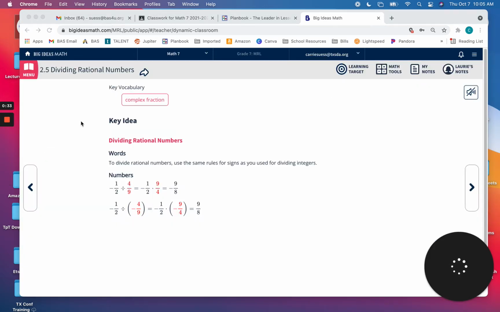All right, so we're going to be talking about complex fractions. Somebody give me the definition of a complex fraction. You should have just written it. A fraction that has at least one fraction in the numerator, the denominator, or both.